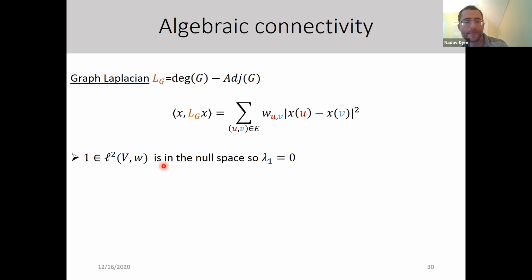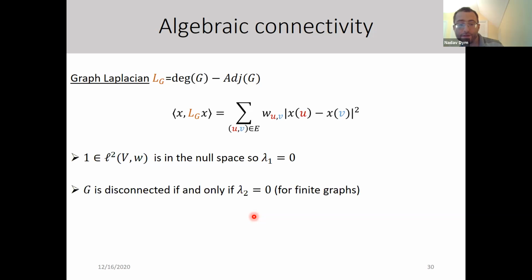Specifically, the constant function, the most smooth function, is always in the null space of this operator, and therefore the first eigenvalue is always 0. All eigenvalues are non-negative, so we're counting bottom up. And then if a graph, a finite graph, is disconnected, then you will have lambda 2 equals 0. And in fact, the rank of the null space is equal to the number of disconnected components.